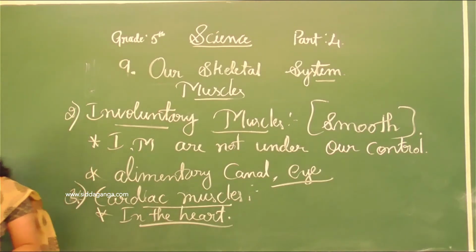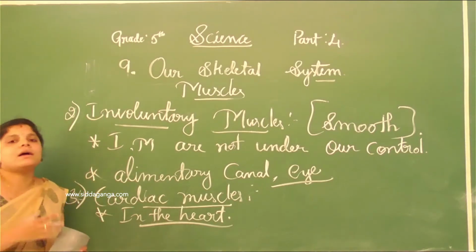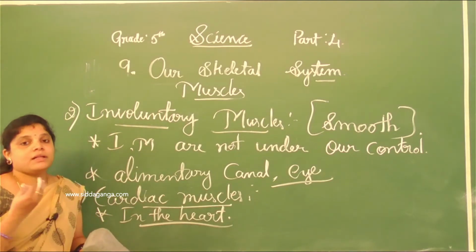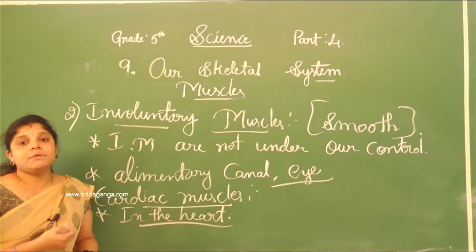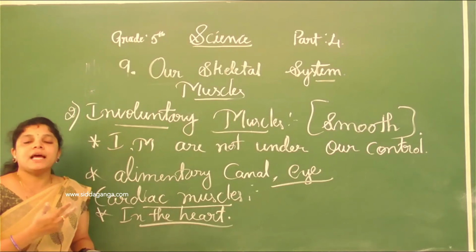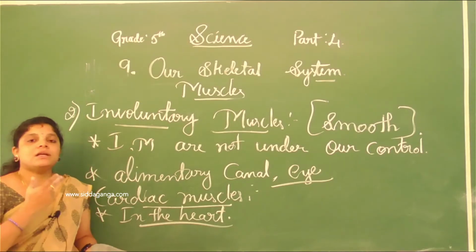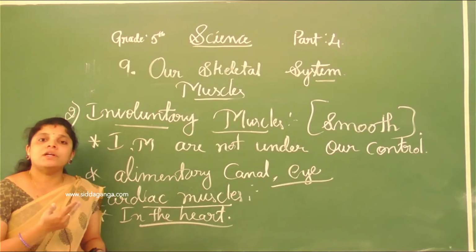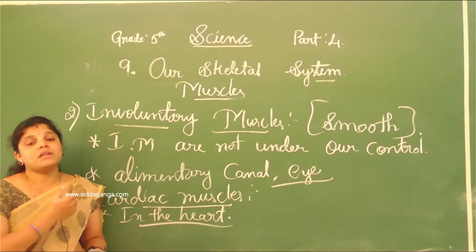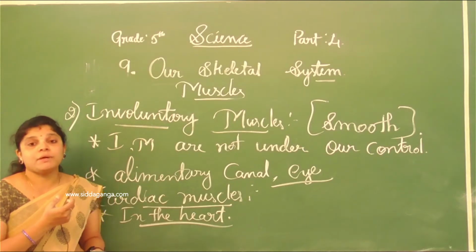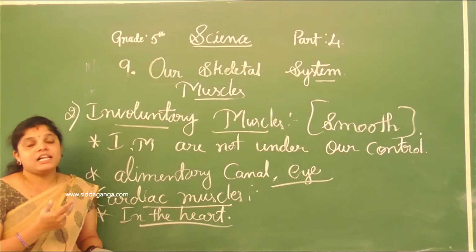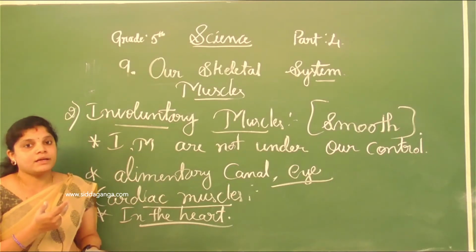Next is, how do muscles work? So how do muscles work? Up to here we learned about muscles: there are three kinds of muscles: voluntary muscles, involuntary muscles, and cardiac muscles. See, voluntary muscles are attached to our bones, meaning our skeleton. So that's why voluntary muscles are also called skeletal muscles. Why? Because they are attached to the skeleton and help with movement. They are under our control.